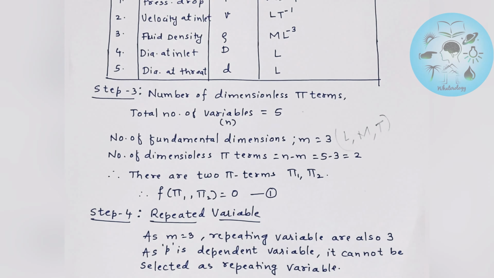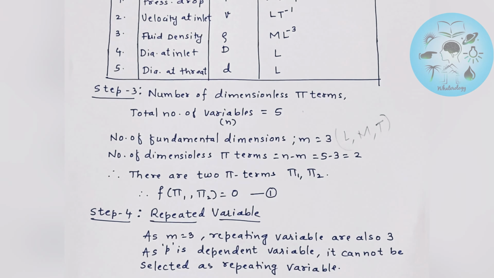Now the next step, step number 4, is to find the repeated variables. To solve the Buckingham pi theorem, we need to find the repeated variables. Repeated variables are chosen based on the number of fundamental dimensions. If we are using 3 fundamental dimensions, there will be 3 repeating variables. The number of fundamental dimensions with us is 3, that is LMT. So we need to choose 3 repeated variables from the independent variables. And remember one more thing, a dependent variable can never be a repeating variable.